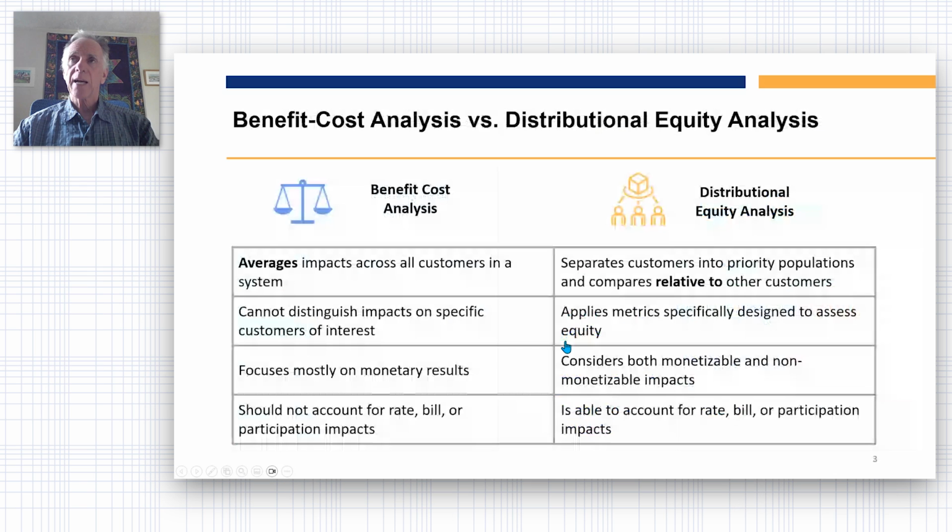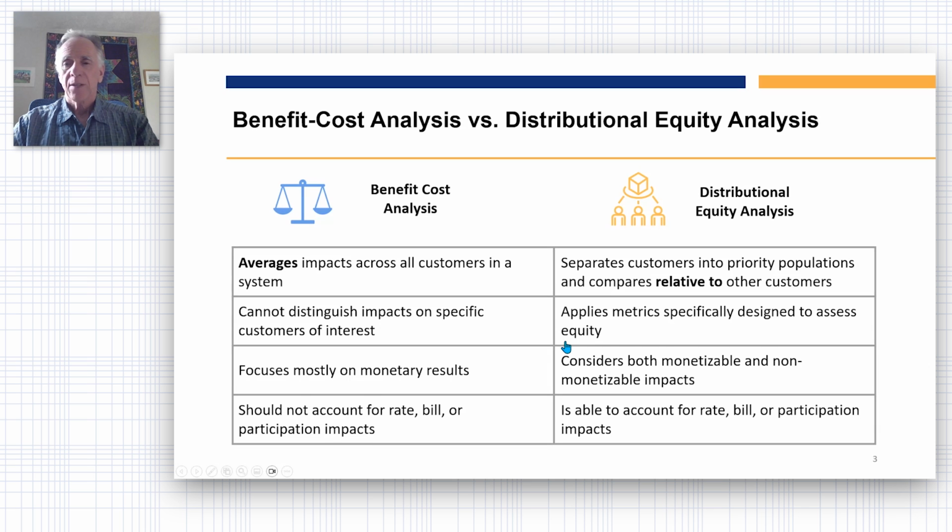So we have a slide here where we show the differences between benefit cost analysis and DEA. The first row tells you that for benefit cost analysis, all the analysis and the outputs are averages across all customers in the system. Whereas the key difference in distributional equity analysis is you separate out the customers into two groups. You could use more, but two is the simplest. The two groups include what we call priority populations and other customers.